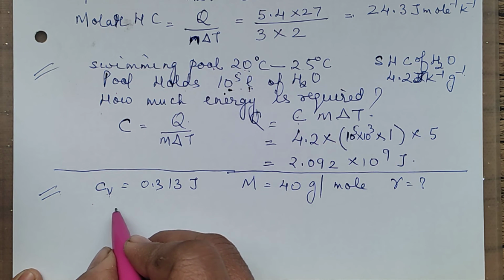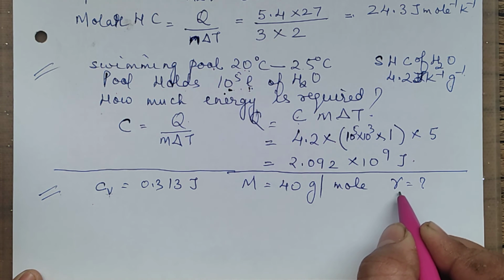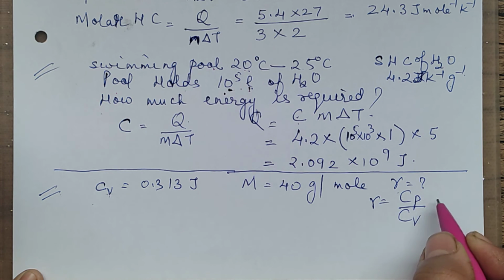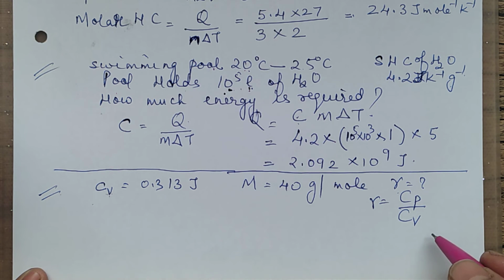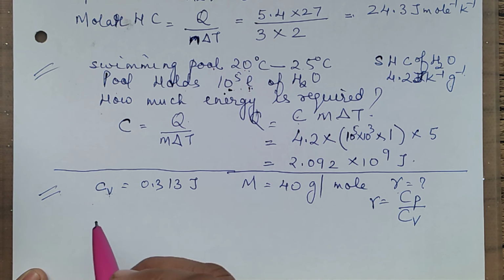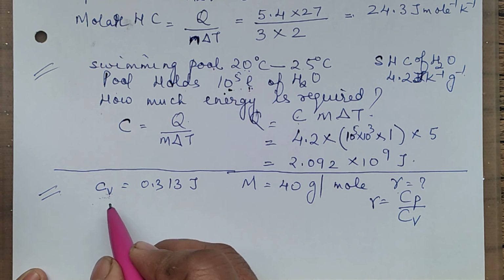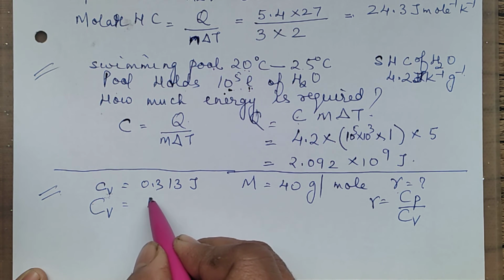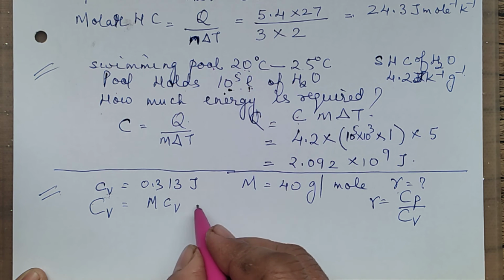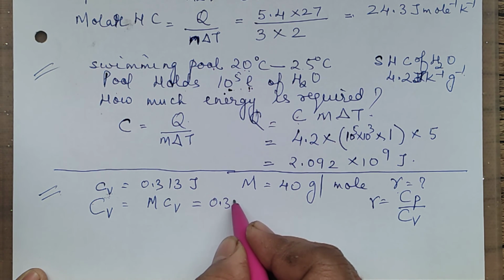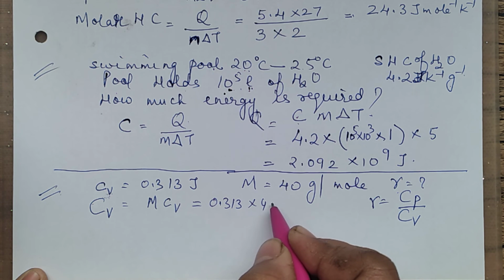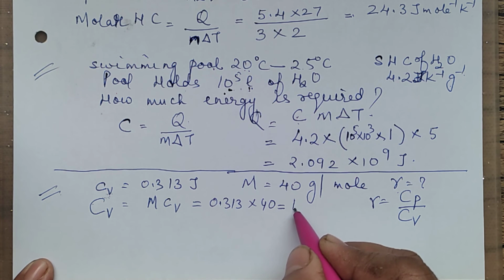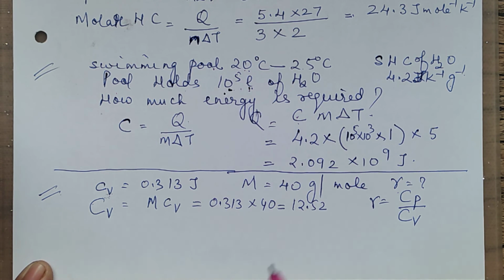Right. You know one relation for finding gamma. We should be knowing Cp by Cv, that is molar heat capacity at constant pressure by molar heat capacity at constant volume. Using this specific heat capacity cv, we can calculate molar heat capacity at constant volume. That is equal to molar mass multiplied by this cv, that is 0.313 multiplied by 40. You will multiply this first. Cv comes out to be 12.52 joule per mole per Kelvin.